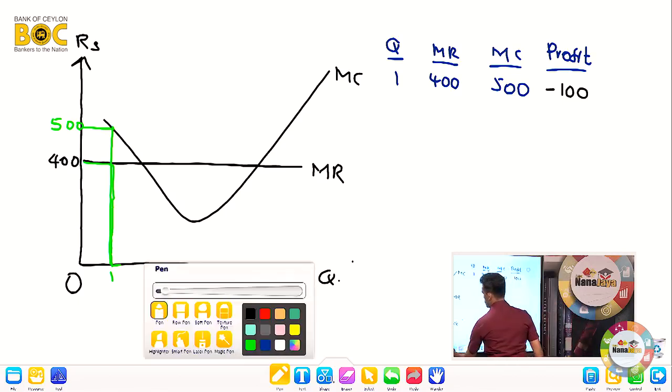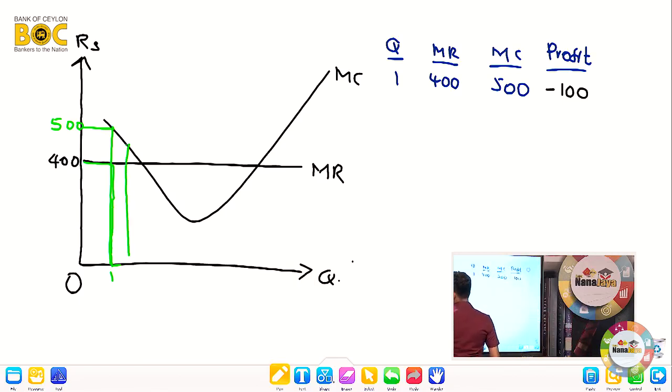Now, say this firm is planning to produce the second unit, then what happens? I will take the second unit like this, and the corresponding marginal cost is like this.